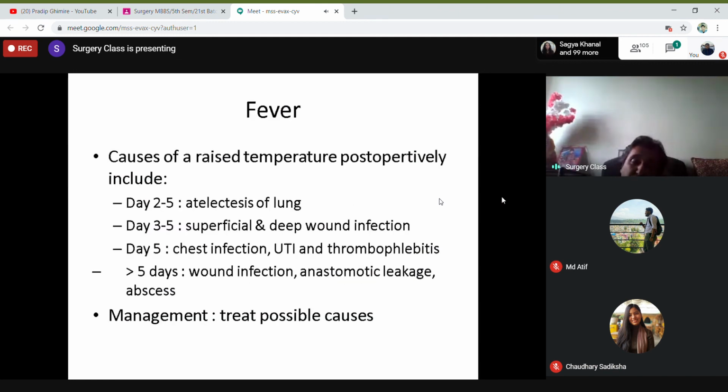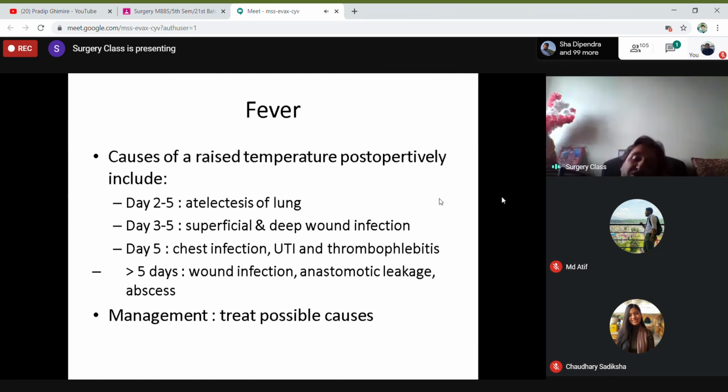Fever, you just see this: day 2 to 5, atelectasis of the lung; day 3 to 5, superficial and deep bone infection; day 5, chest infection, UTI and thrombophlebitis; more than day 5, wound infection, anastomotic leakage and abscess. So there are various causes of fever.